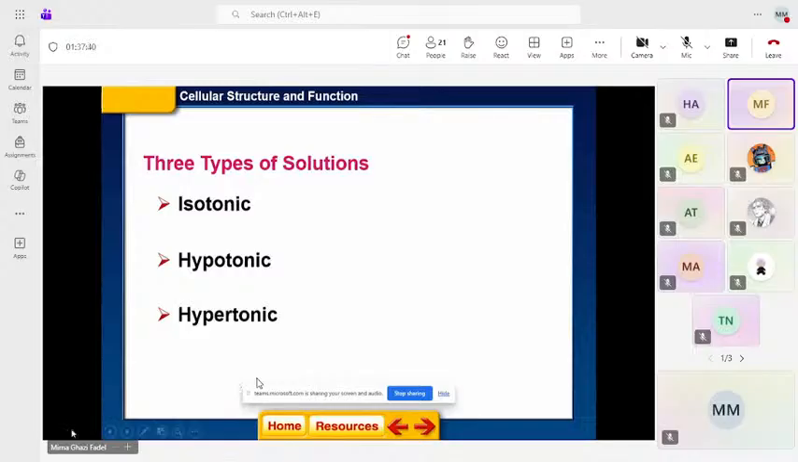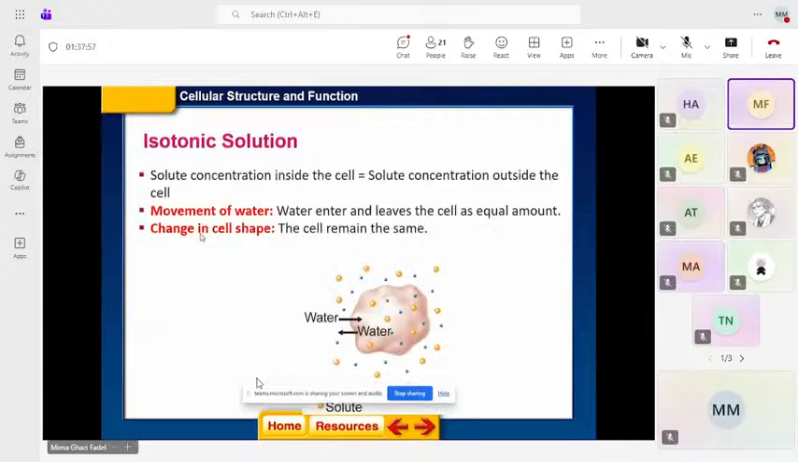Focus on the word hyper. Hypo, less. Hyper, a lot. Okay? So hypo, less. Hyper, a lot. Iso, the same. How will we understand this? Have a look at this example. You can understand the type of solution from this example.